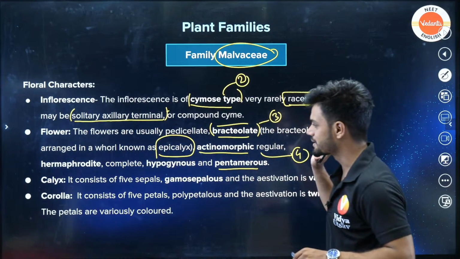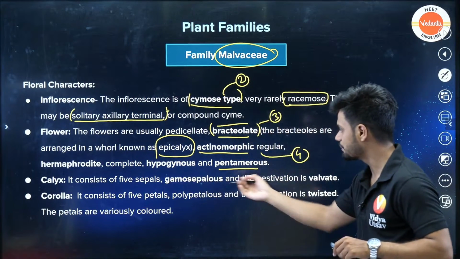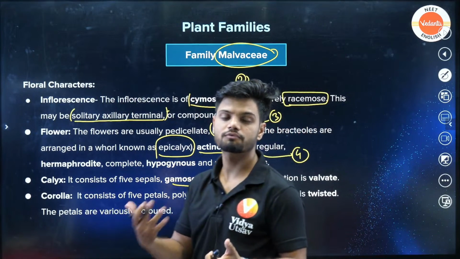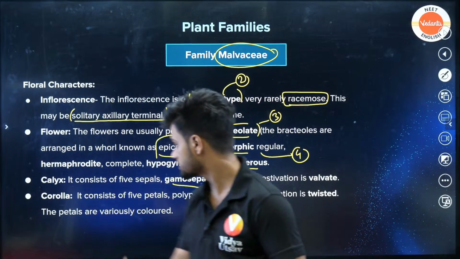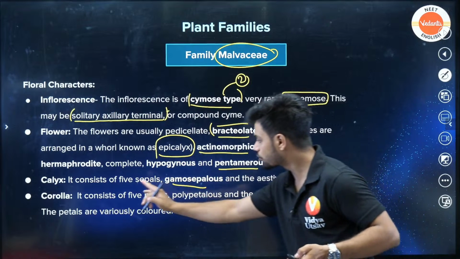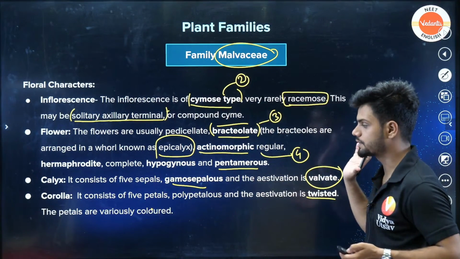Now we have the pentamerous condition. Now students, here calyx is going to be 5, gamosepalous. Gamo means fused. See, remember, G for glue, G for gamo. Gamo means fused. Gamosepalous condition. Aestivation is valvate. Corolla, 5 petals, polypetalous condition, and aestivation is twisted. Done.